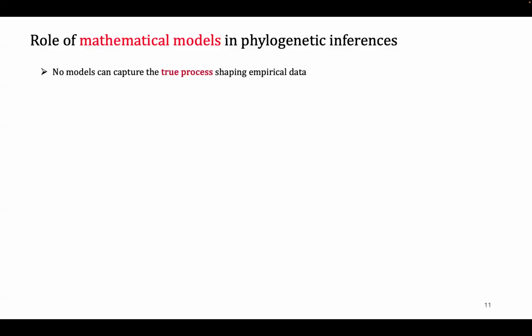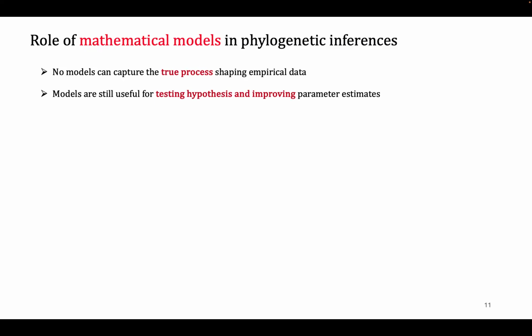I would like to make a statement that no models can capture the true process underlying empirical data, because there are some unknown factors in your empirical data that cannot be accounted for by your phylogenetic models, your evolutionary models. But that doesn't mean those models are useless. They can still be useful for testing hypotheses and improving rate estimates.